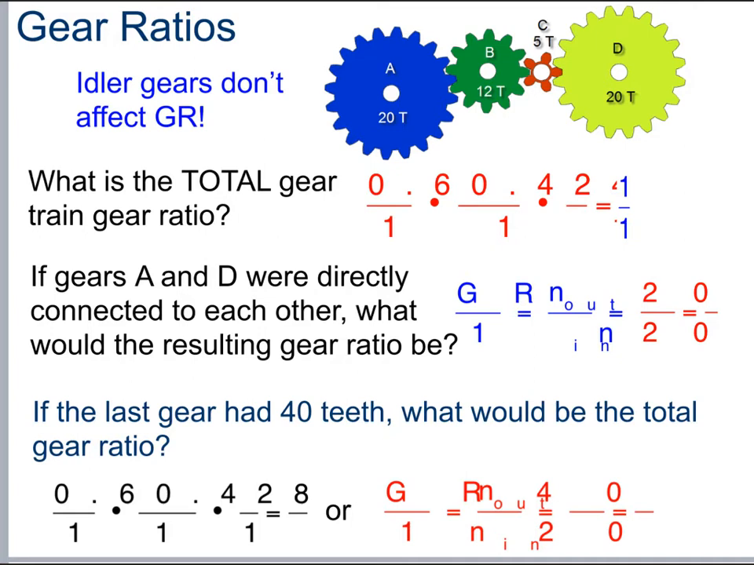So if gears A and D were directly connected to each other, the resulting gear ratio would just simply be 20 over 20, or simply a gear ratio of 1. If the last gear had 40 teeth, what would be the total gear ratio? I could simply just do 40 teeth divided by 20 teeth, or a gear ratio of 2.